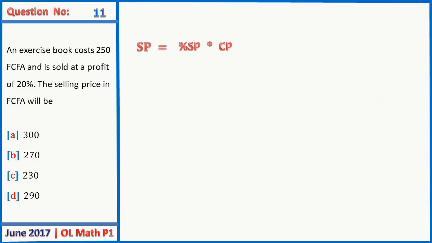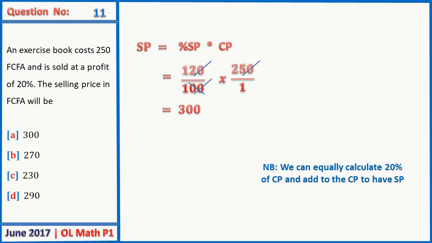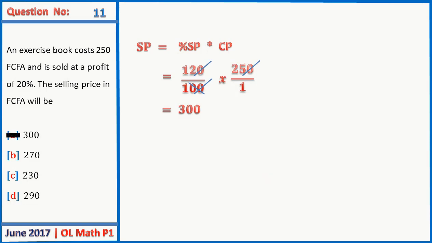Thus, selling price will be equal to percentage selling price times cost price, and that gives us 120% times 250. When we cancel out, we will have 300. You can equally calculate 20% of cost price and add to the cost price, and we equally still have this 300. So the key is A.